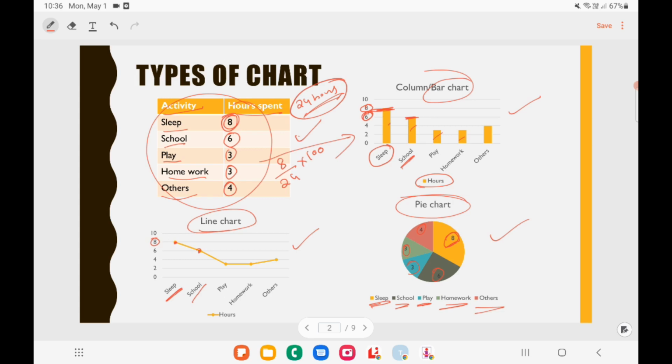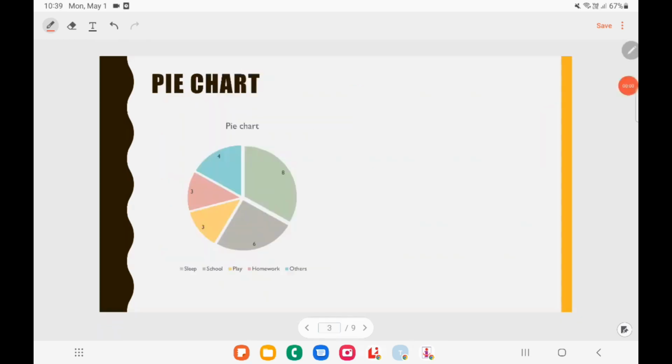But before moving on to that, you actually need to understand the concept of the pie chart a little more, because different concepts can be asked from a pie chart. So let us look into that first. Now let us look into the details about the pie chart.